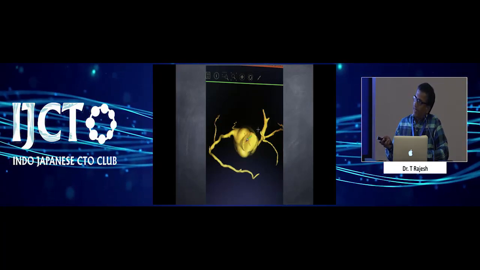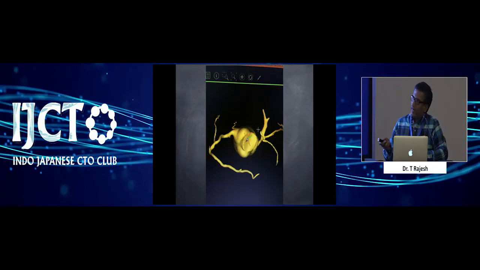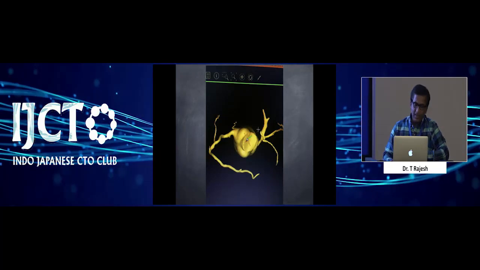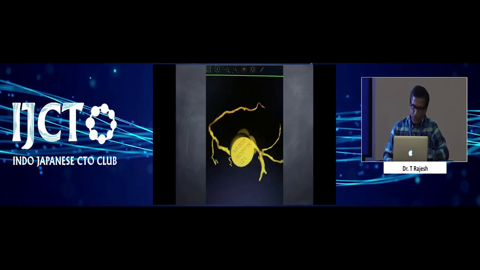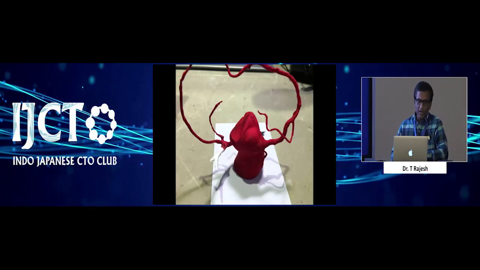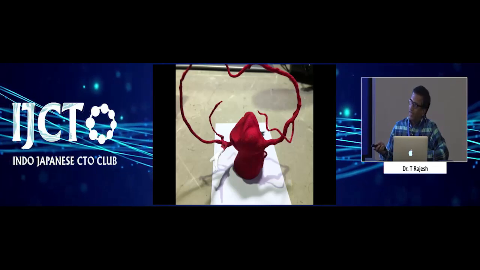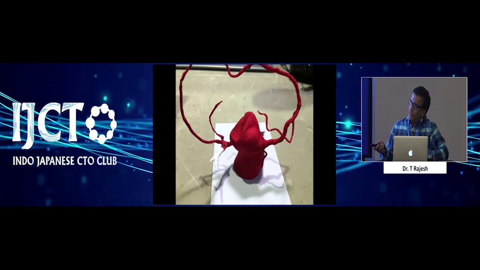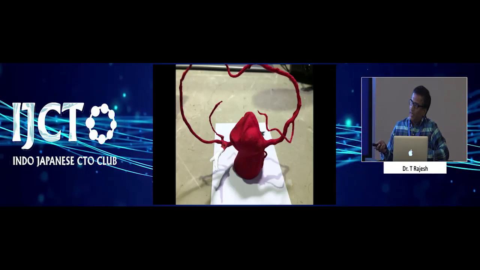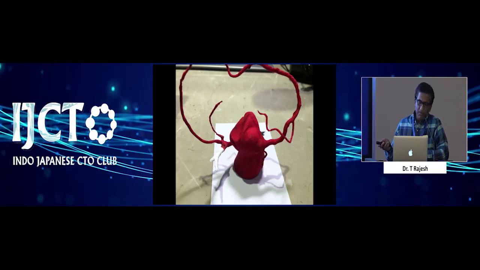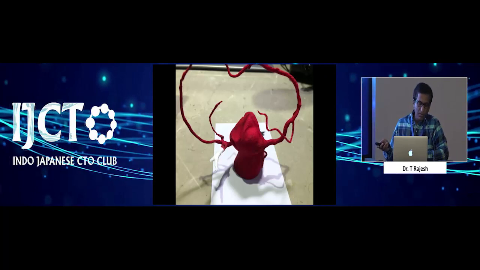We can recreate the LAD, we can see the diagonal coming out, we can have an idea of the caliber of the vessel, and then recreate this model with 3D printing, which has come into great use nowadays. You can see this picture. The white part shows the LAD, which is actually completely occluded, but we have recreated it by using the outer margin of the vessel.